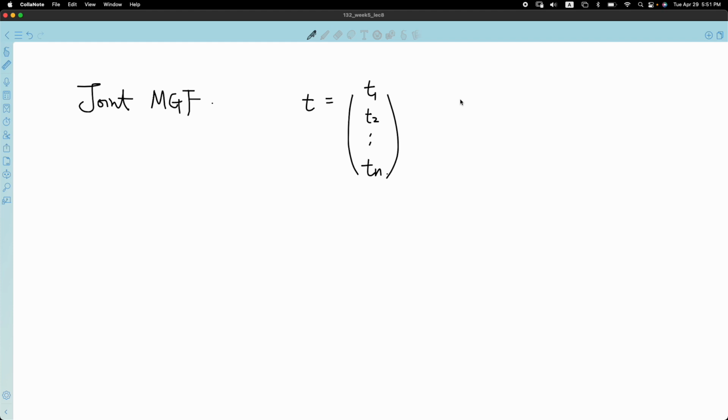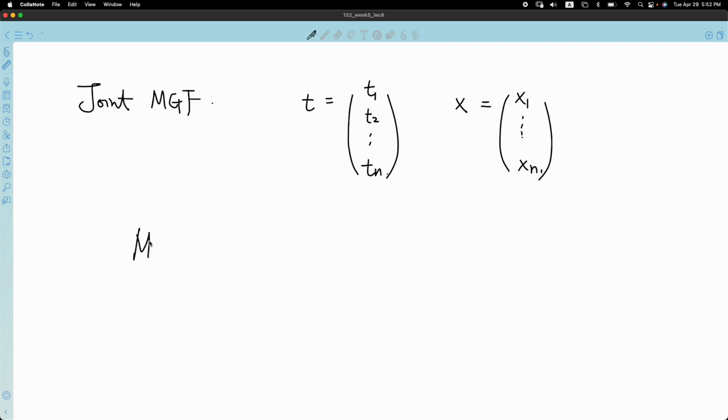Okay, so let me use generic letters here. I'll just use x, and then you will have the same x1 all the way to xn. Now x is my random variable or random vector, and t is the input of that function for the moment-generating function. Similarly, we will have the same definition for the moment-generating function.